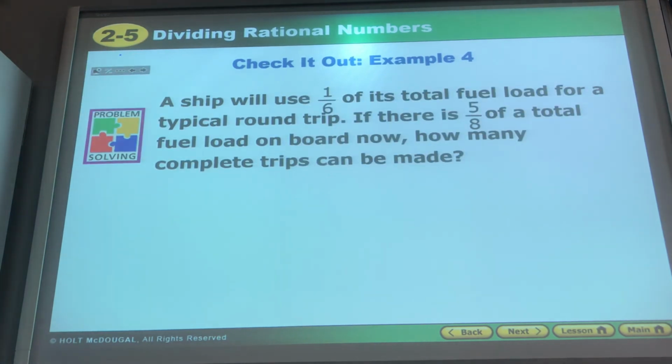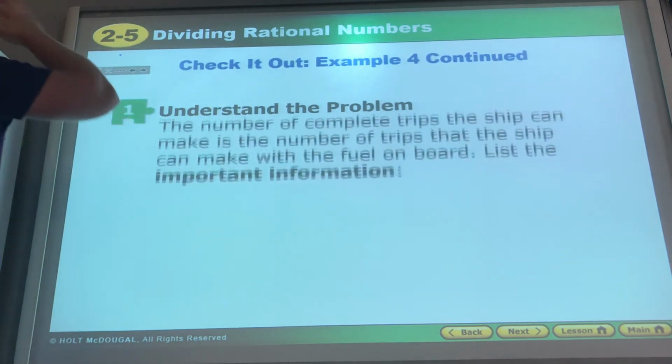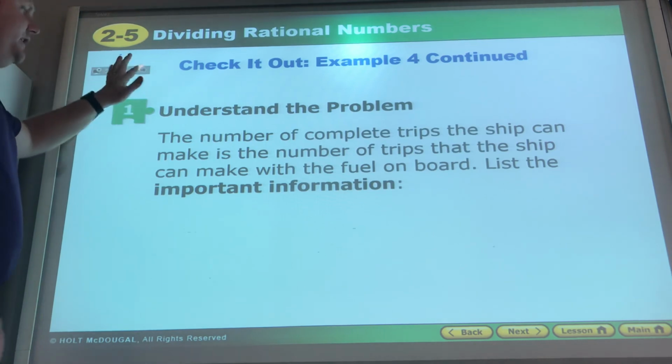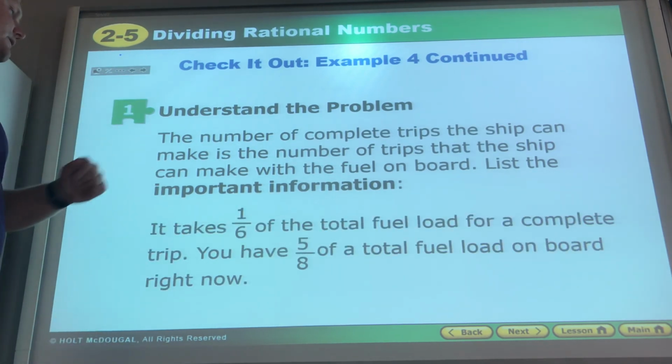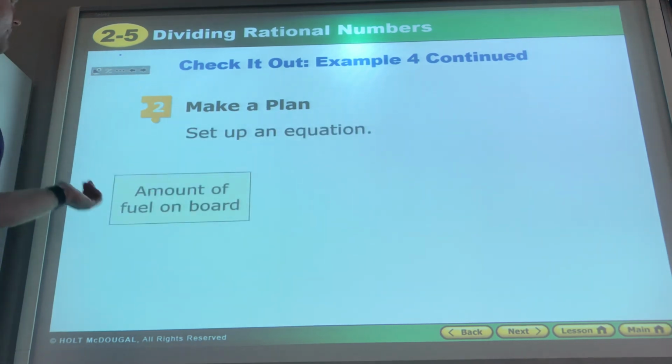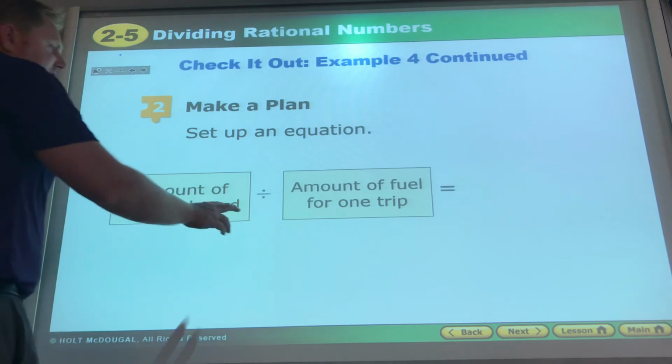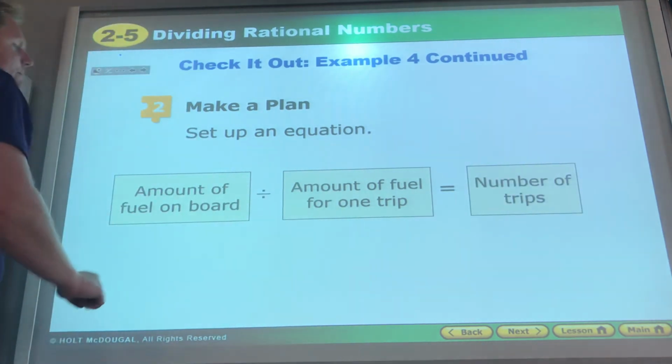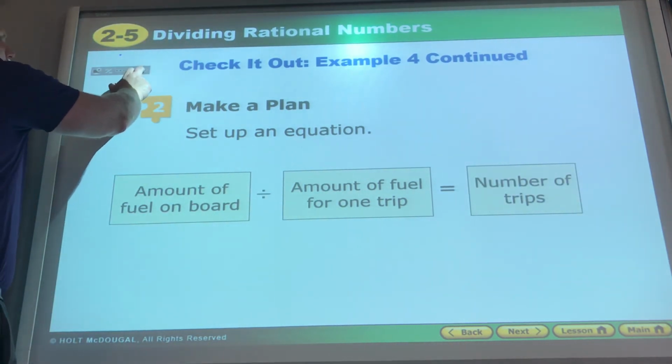A ship uses 1/6 of its total fuel for a typical round trip. If there's 5/8 of a total fuel load on board, how many complete trips can it make? Well, let's see. We have to think 1/6, and you have 5/8 of its total fuel load right now. Let's see, set up an equation. Amount of fuel on board divided by amount of fuel for one trip. That'll tell us the number of trips.